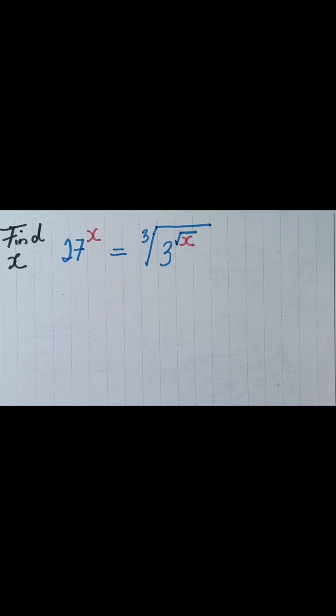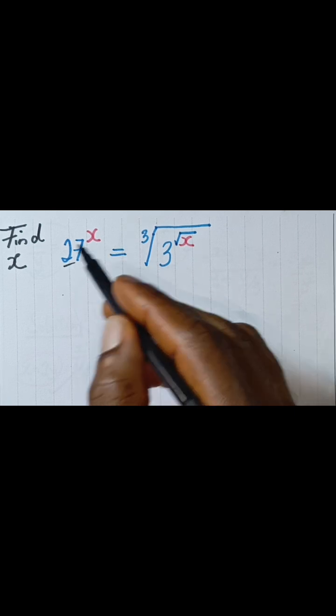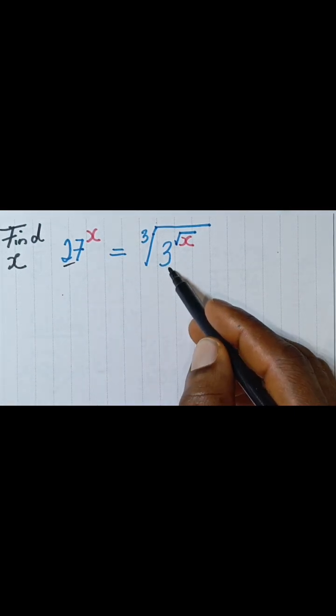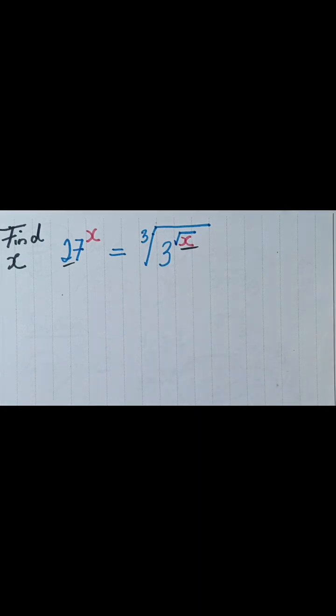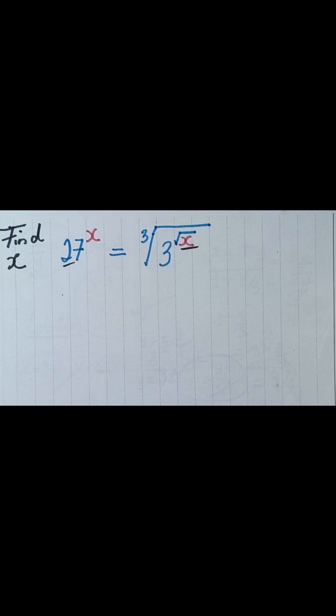Okay, nice friends. Here we have exponents to deal with. Are we there? Good. We are given that 27 raised to the power of x, an exponent, equals 3 raised to the power of what? The root of x, an exponent as well. Are we there? Good. Here is the cube root of the whole of the term. Very good. How did we get the value of x here?